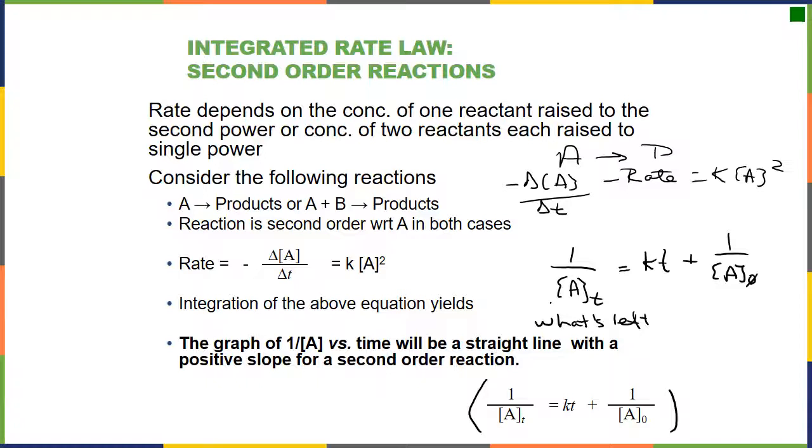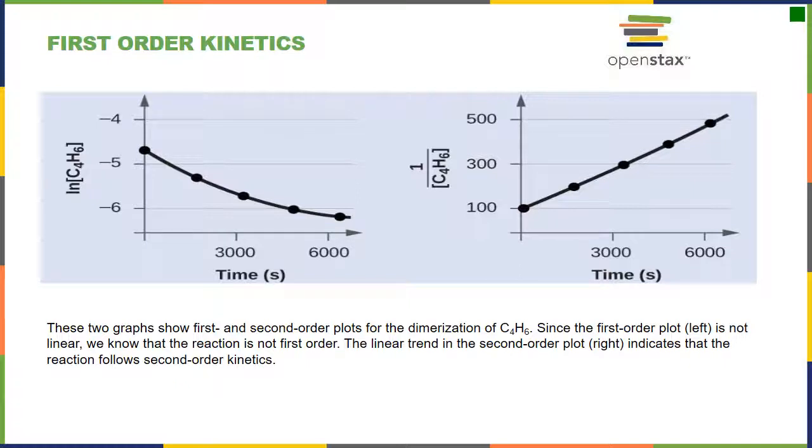If we look at this, it is inherently a straight line form. This is y equals mx plus b. And if a plot like this gives you a straight line, you know you have second order kinetics. So if we look at this reaction of C4H6, and we first consider plotting the natural log of the reactants, we notice that it is not a straight line. Because this is not linear, our plot doesn't work, and we are not first order.